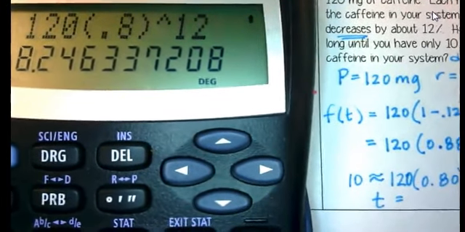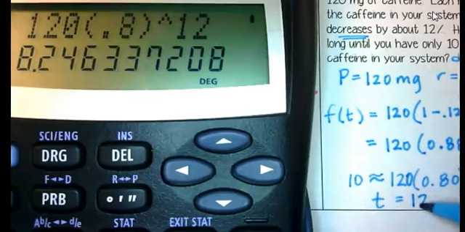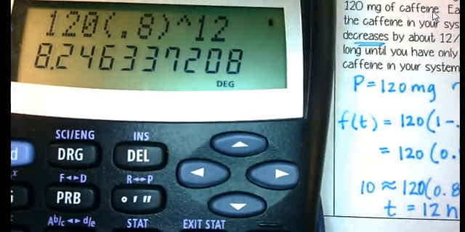So 11 hours wasn't enough time, so we really have to wait 12 hours before we can get to only 10. It didn't hit exactly. So somewhere between 11 and 12 hours is when we would end up with 10 milligrams left in our system.